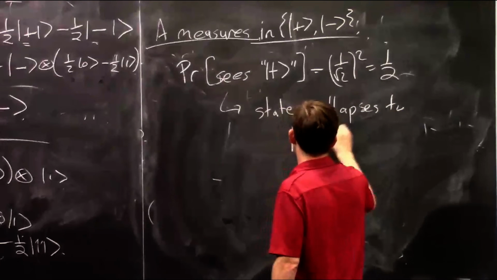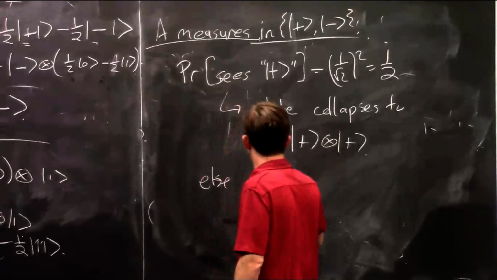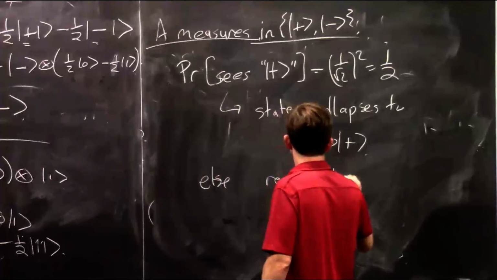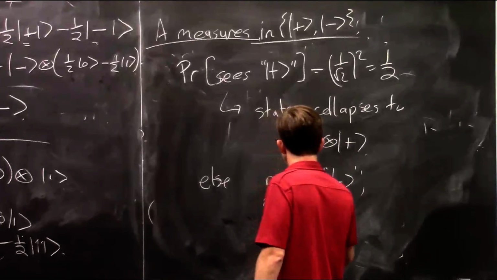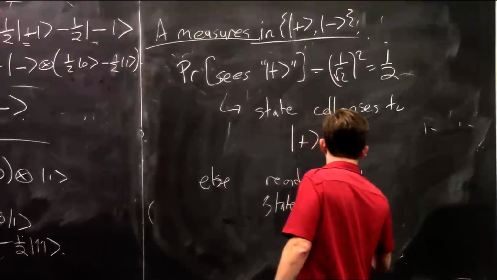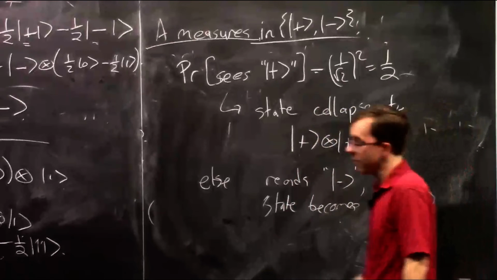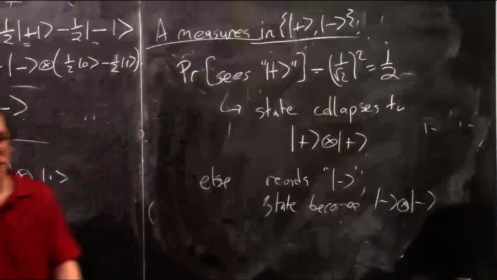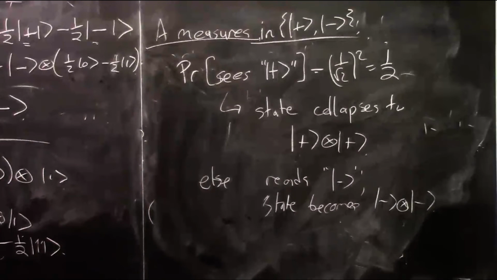And in this case, the state collapses to plus tensored with plus. Else, she reads minus on her measuring device, and the state becomes minus tensored with minus. And as we saw, we just did the same calculation 2 different ways. And we saw this cool fact, which is she sees the 2 outcomes plus or minus with equal probability.